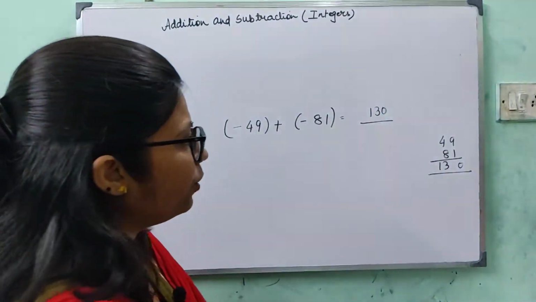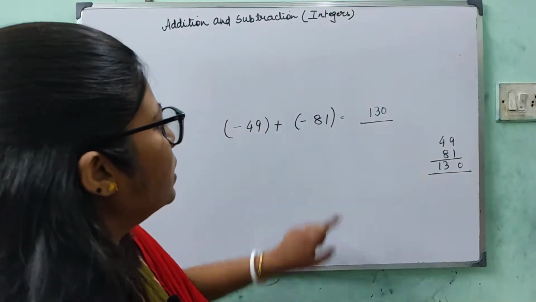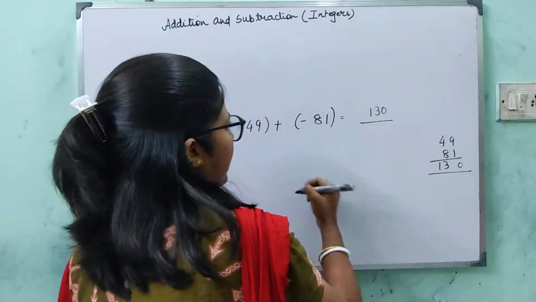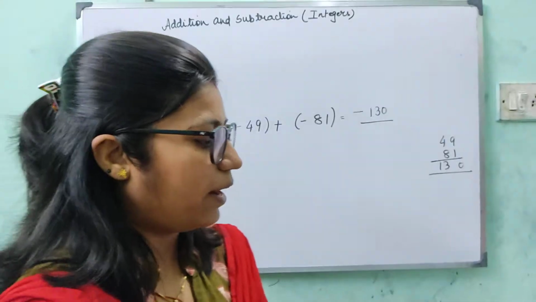But the sum doesn't end over here. These two numbers were having the minus sign. So what is the common sign? Minus. So the answer is minus 130.